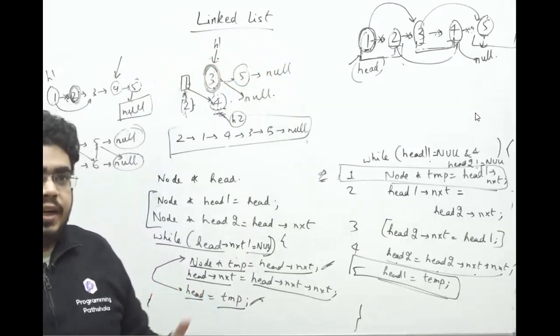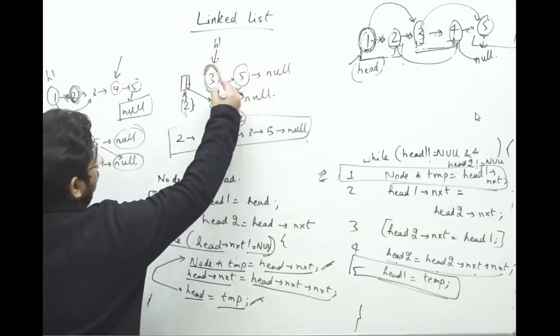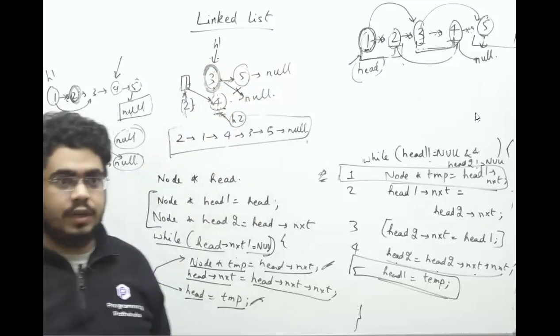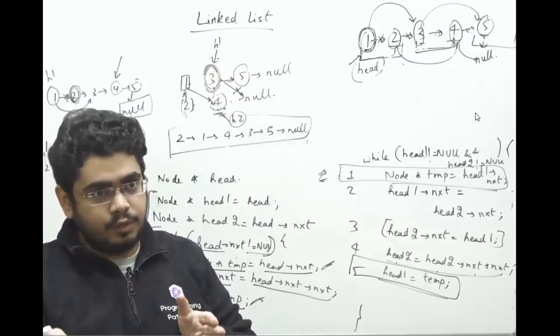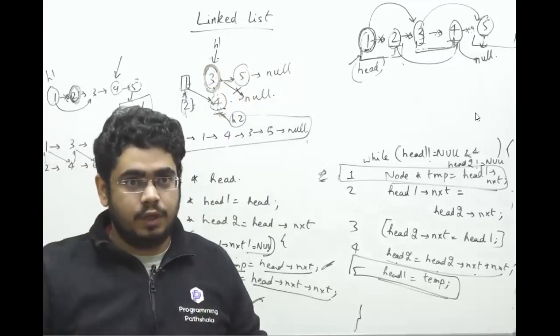But 3 is pointed, yeah, exactly. So we'll not point it to null, but point it to 5. That is a change that we'll bring about. Okay. So iterate till you reach a node which is pointing to null, point it to 5 instead of null.